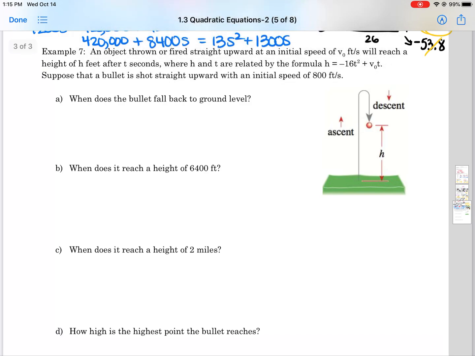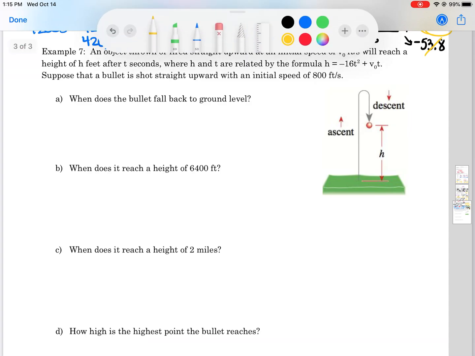And last but not least, an object is thrown or fired straight up into the air at an initial speed of v sub 0, like it's a subscript, so we say v sub 0 feet per second. And this will reach a height of h feet after t seconds, where h and t are related by the formula negative 16t squared plus v sub 0 t.